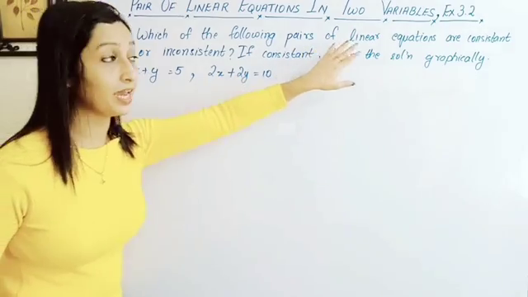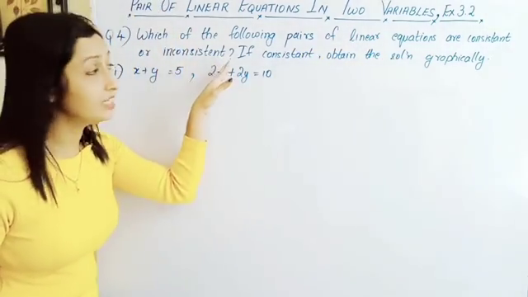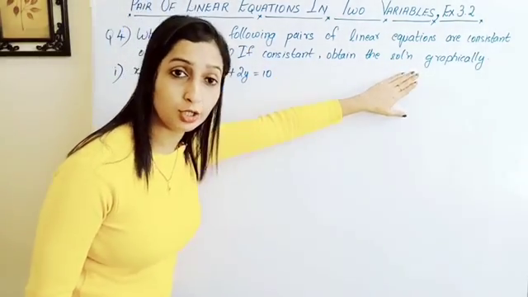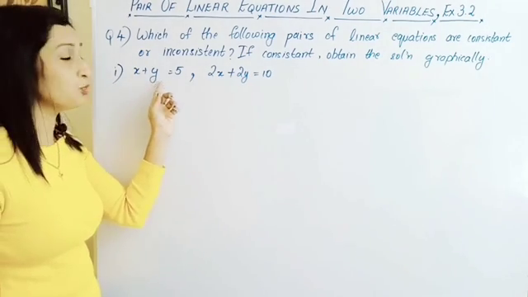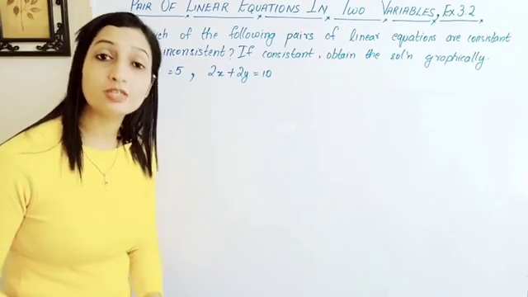Which of the following pairs of linear equations are consistent or inconsistent? If consistent, then you need to obtain the solution graphically. And our first part is given as x plus y equals 5 and 2x plus 2y equals 10. So what is the first step?